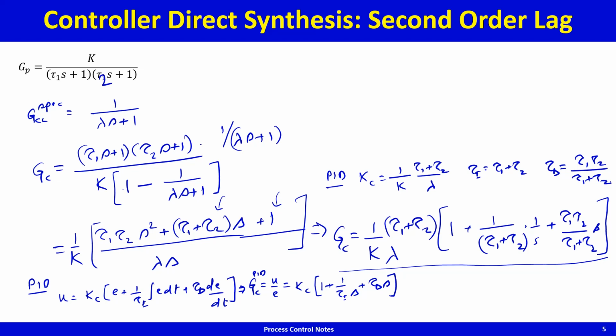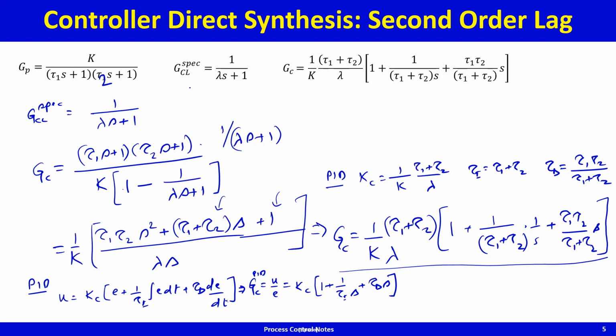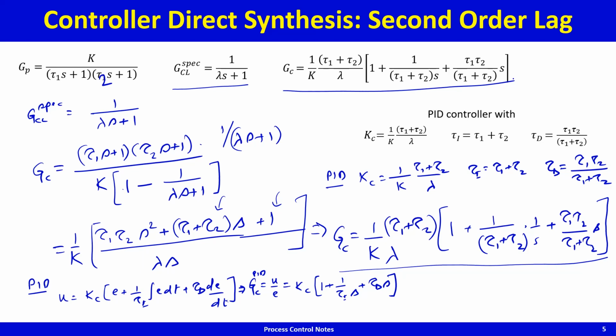So for a first order desired servo response transfer function, we get a controller that is a PID controller, which can be expressed in the standard PID controller form. In this form we have the controller gain as here, the integral time as the sum of the two process time constants, and the derivative time as noted here.